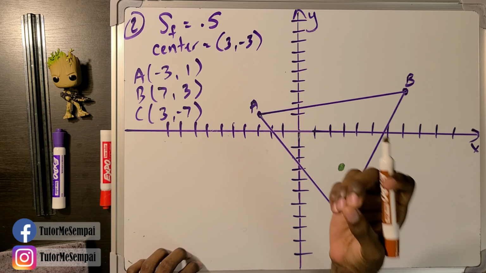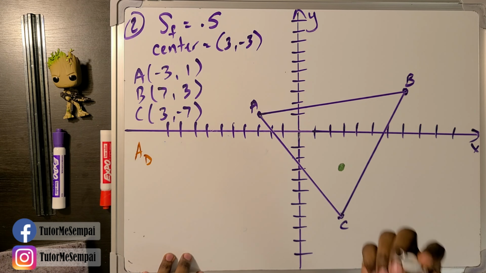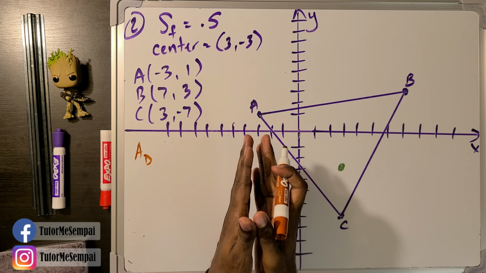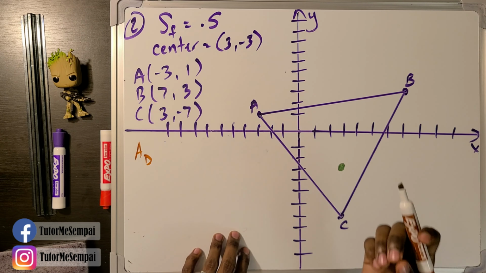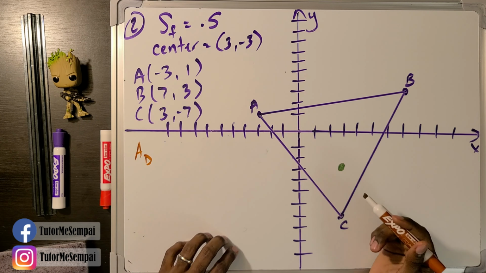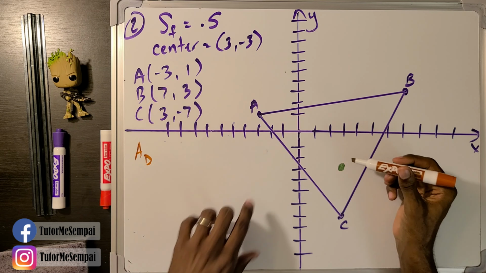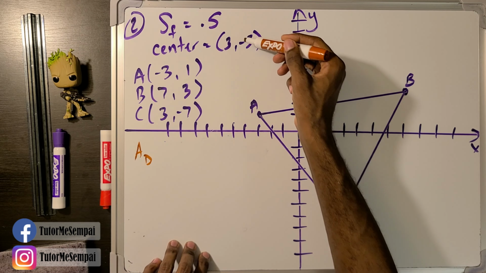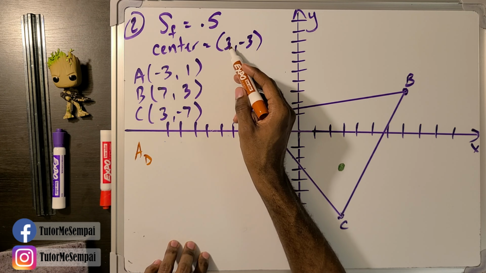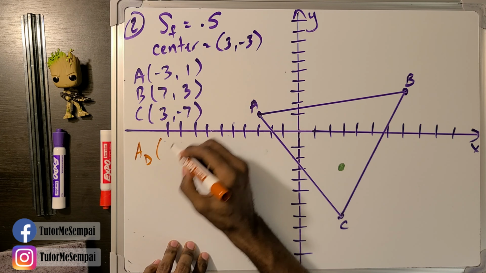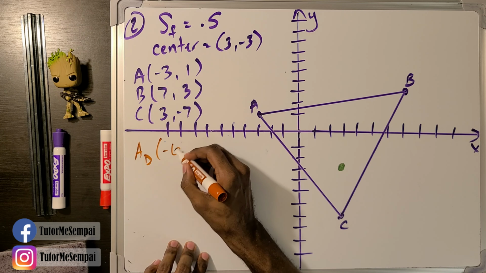So let's first find our A distance. I'm going to call this AD for a distance. And in order to find our distance from this center point to A, all we have to do is subtract the 2 points. So if we're starting at the center and we're going to A as our final point, we can do A minus the center, which is going to be this -3 minus that 3, right? So what's -3 minus 3? Well, that's going to give us a -6.